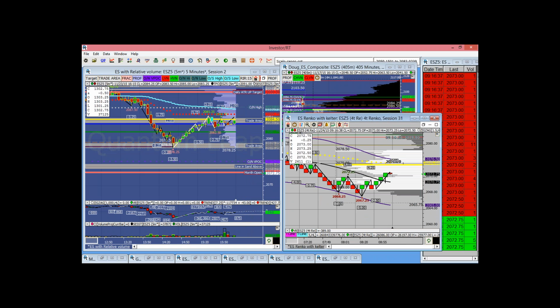I probably want to close this trade down before we get into the open. If I was smart, I'd probably take it down right here, now that they're just seeing some rejection of the 73. In fact, hold on a second. I'm going to take this down.